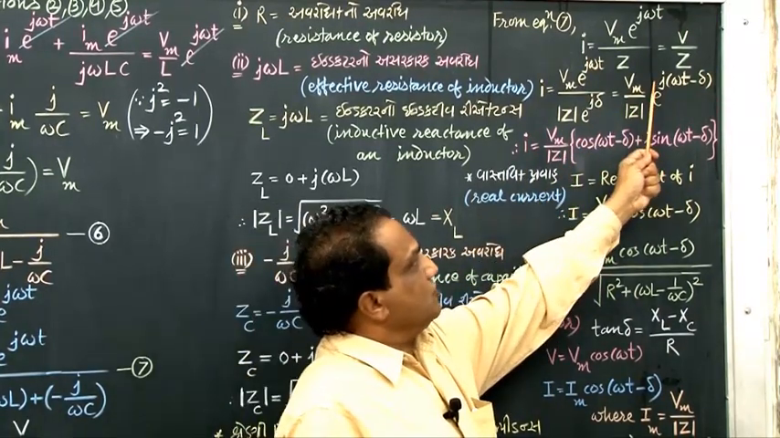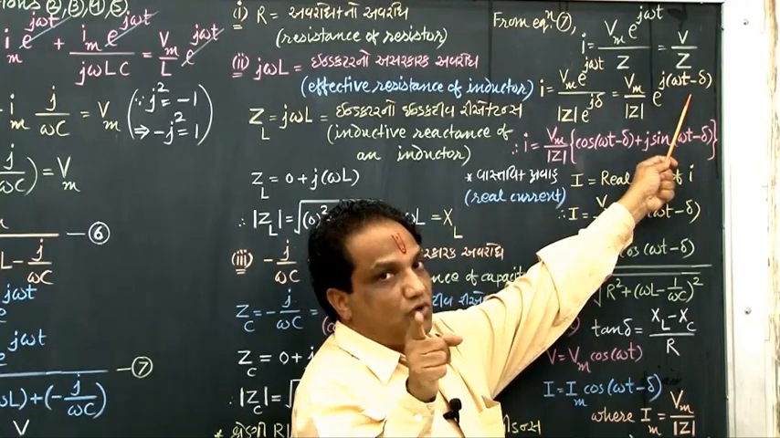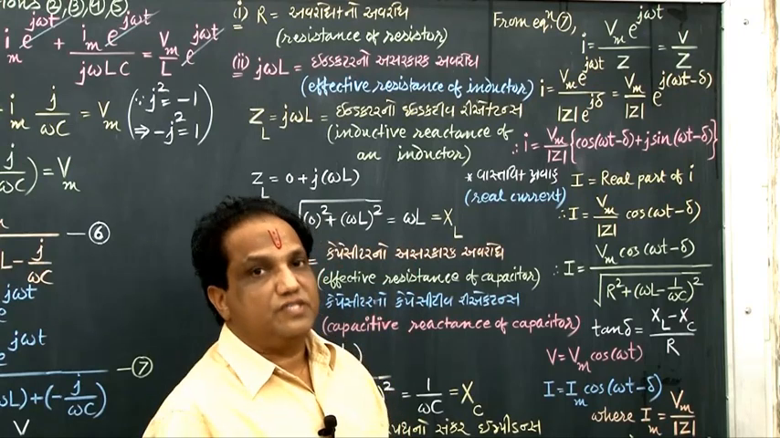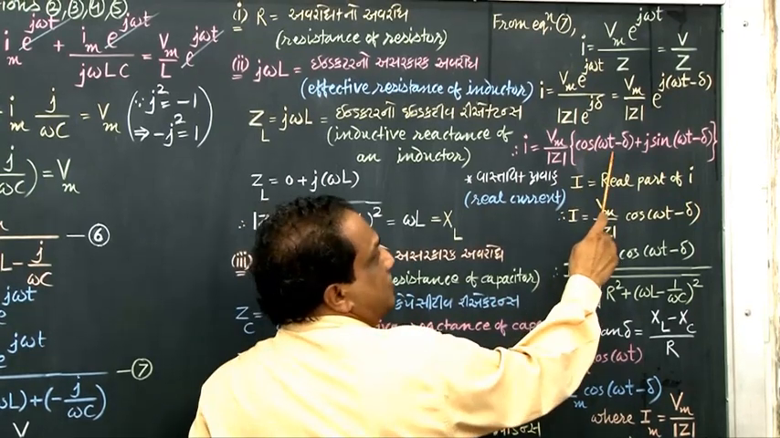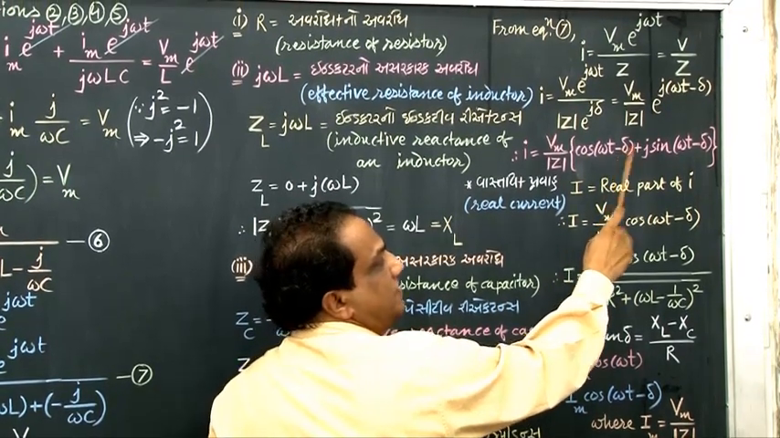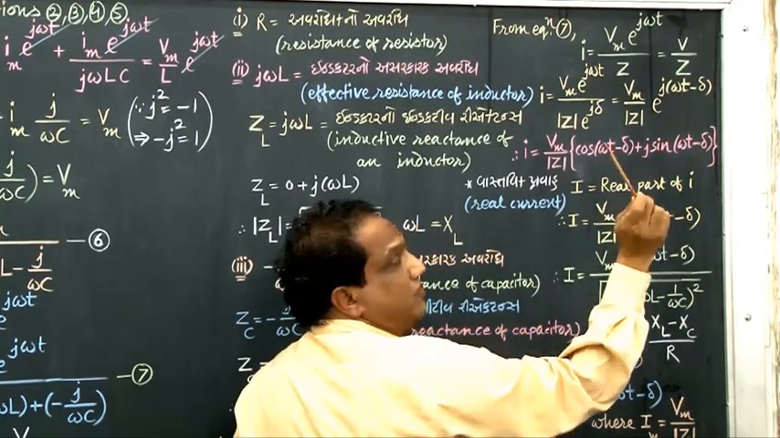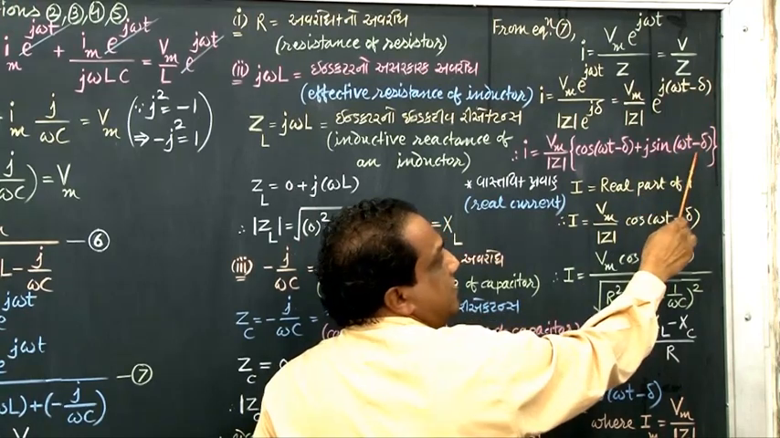But if it is e raised to j theta, then don't you know its expansion? It is cos theta plus j sin theta. Cos theta, instead of theta I am putting omega t minus delta, plus j sin theta, instead of theta I am putting omega t minus delta.